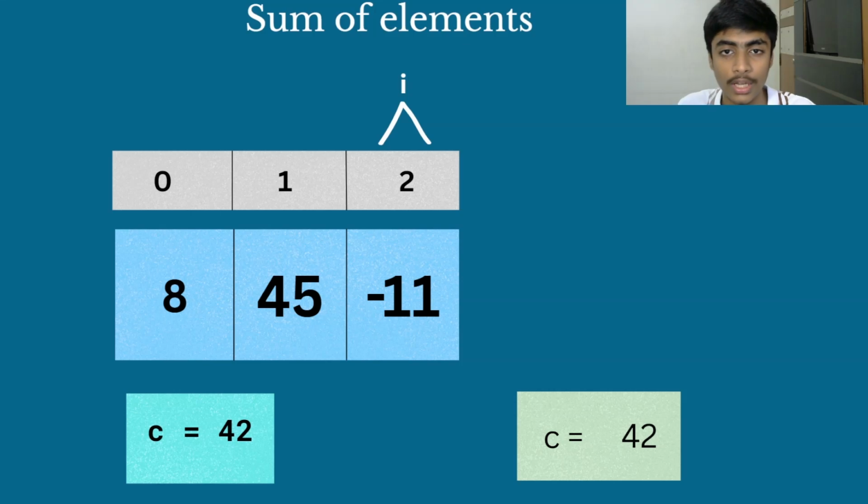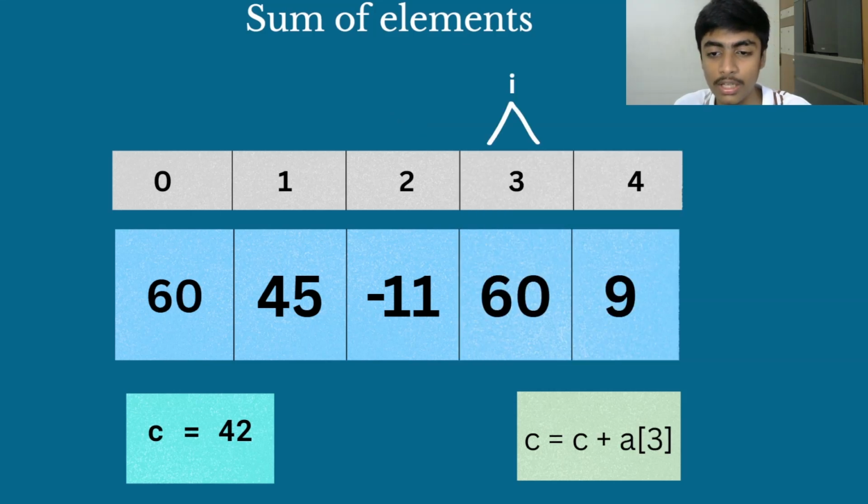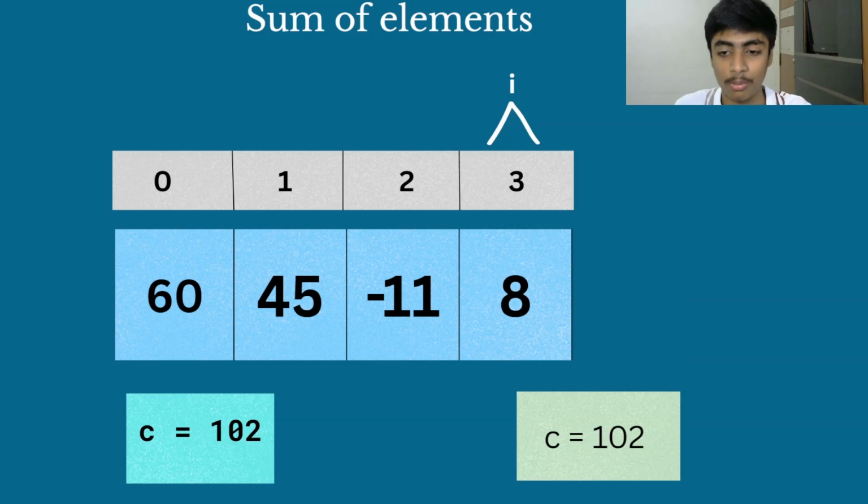Next, what we're going to do is our I is going to increment again to 3. C is equal to C plus A of 3. Basically, C is equal to 42 plus 60. The new value of C is going to be 102.